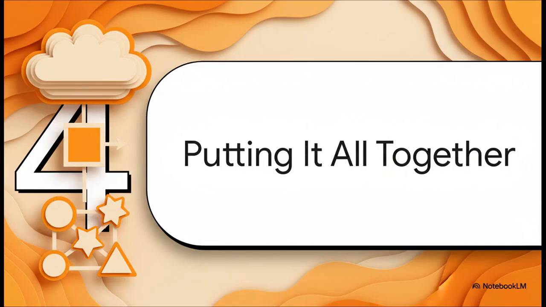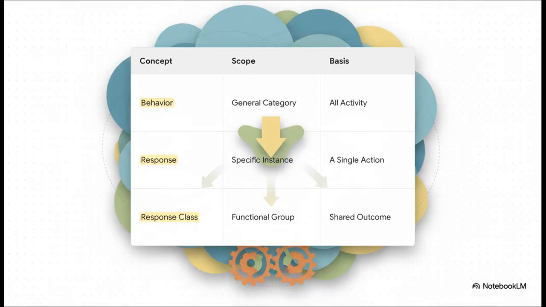Okay, so we've got the big, general category, we've got the single instance, and we've got the functional group. Let's put these three concepts side by side to really lock in the relationship between them. This table makes that hierarchy super clear. You see, behavior is the most general category, based on all of an organism's activity. Then, a response narrows the scope way down to a specific instance, a single action. And finally, a response class is a functional group, which is based entirely on a shared outcome. Do you see that flow? It goes from broad to specific to functional.